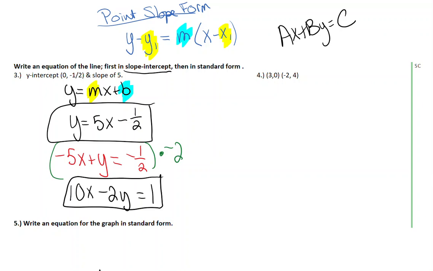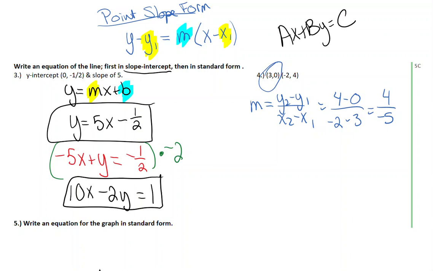So now we go back to the idea of the slope formula, where we have to calculate the slope with y2 minus y1 over x2 minus x1. So it's going to be 4 minus 0 over -2 minus 3. So that gives us 4 over -5. So there's our slope. And we can pick any point we want, just need one. So I'm going to pick (3, 0).